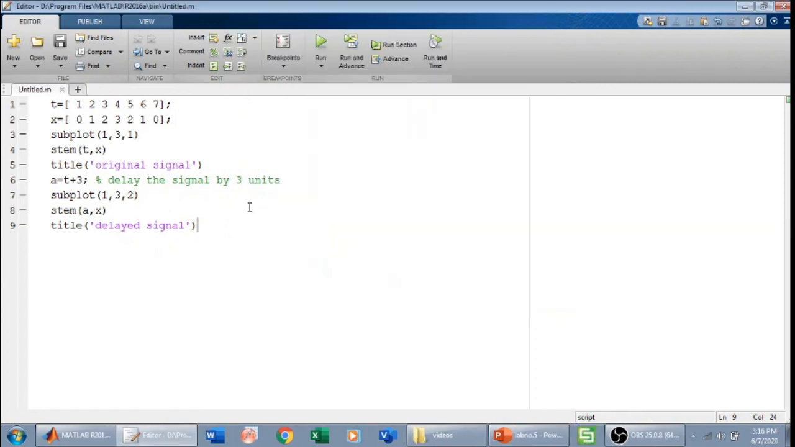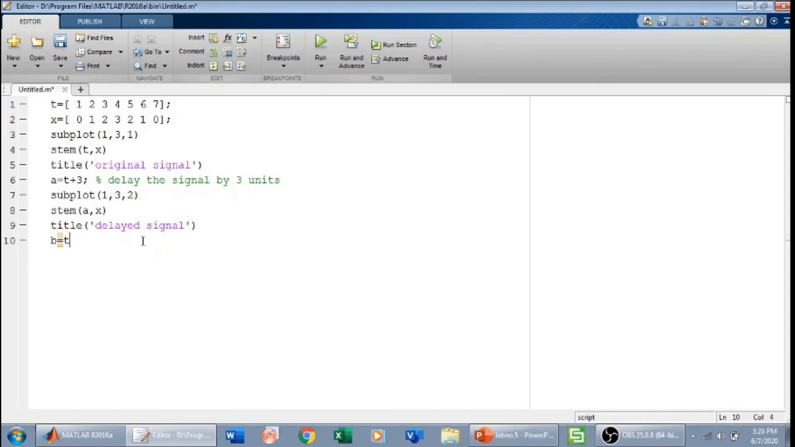Fine. Next we will do the advancement of the signal. So I will write b is equal to t minus 3, so I have advanced the signal by 3 units. And then I will go on and subplot at the third position. Fine. Stem. Now we have the x-axis b and the y-axis x, which is the amplitude. So I will give it a title, advanced signal.